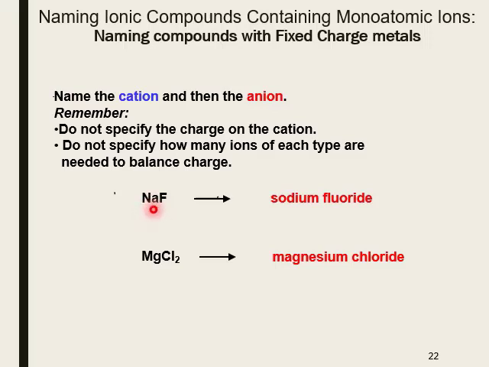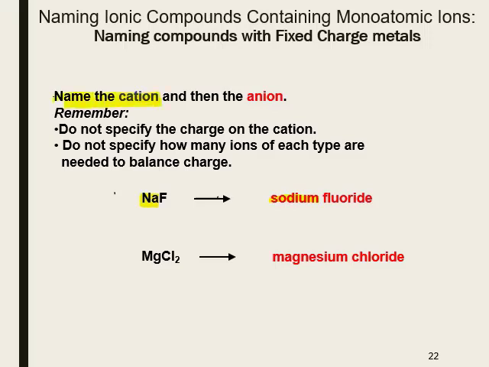For example, if the formula is NaF and we want to write its name, first we need to identify the cation. The cation is always the first element. So in this case, the first element is sodium. So the name of the cation is sodium. And then we are done with half the name.